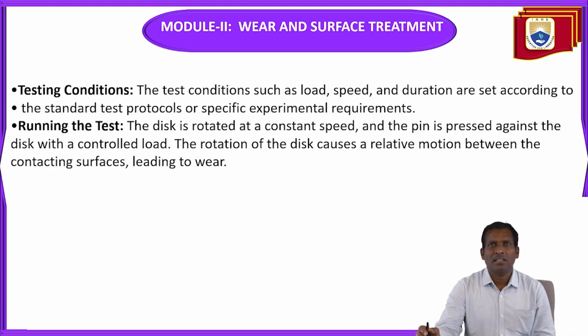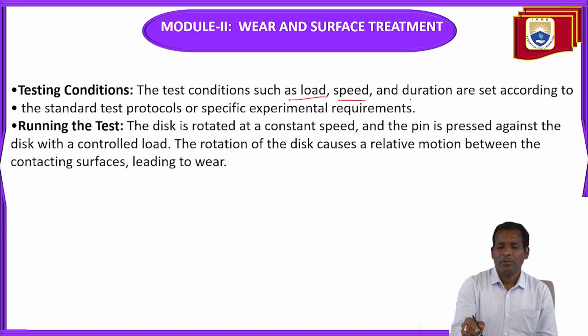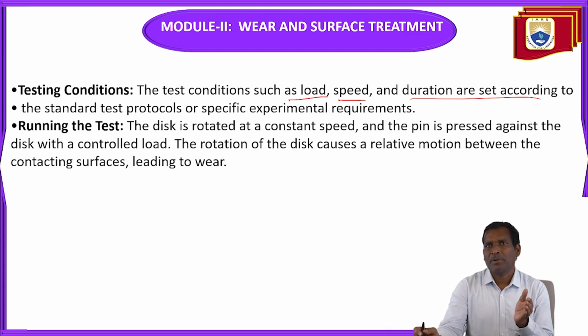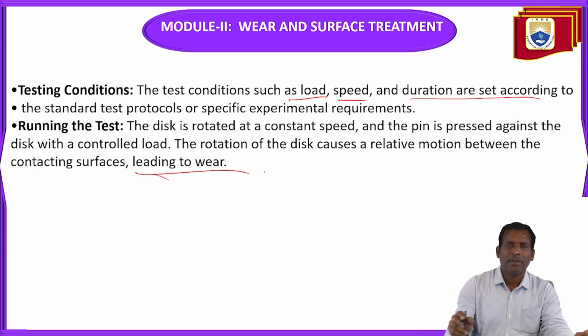The testing conditions such as load, speed, and duration are set. The duration, speed, and load are set according to the standard test protocols or specific experimental requirements. As per the testing manual, when running the test, the disc is rotated at a constant speed. The pin is pressed against the disc with a controlled load. The rotation of the disc causes relative motion between the contacting surfaces, leading to wear.